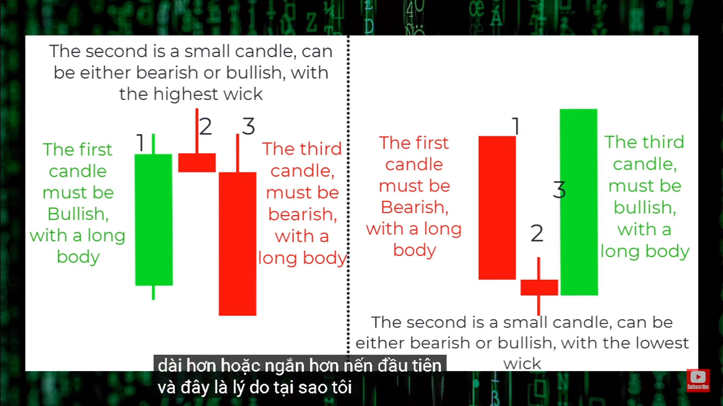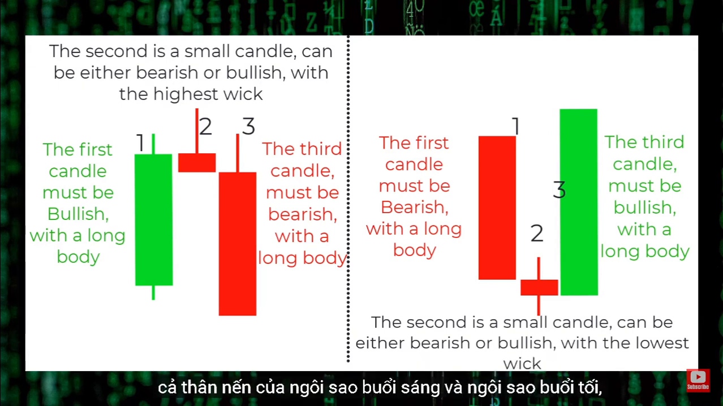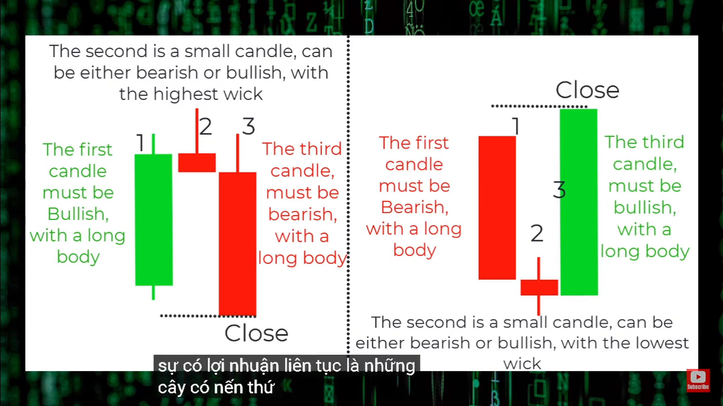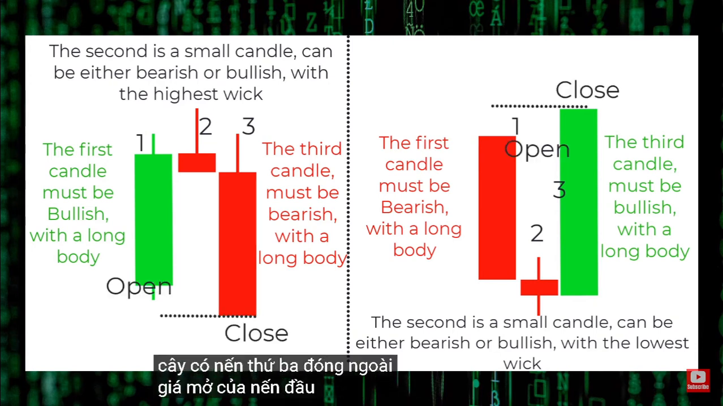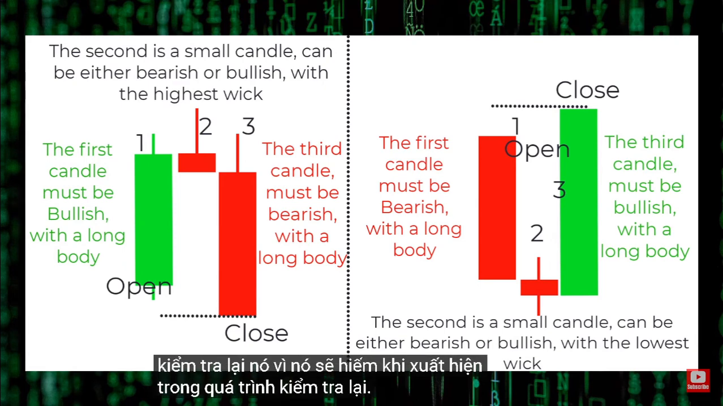And here is why I don't like to trade on neither the morning star nor the evening star candlesticks. It's because they do not show up that often. However, when they do show up, they are not consistently profitable. Furthermore, the ones that are actually consistently profitable are the ones that have the third candle close beyond the first candle open price. And that will rarely happen, which means it's not possible to backtest it, since it will rarely show up during the backtest.